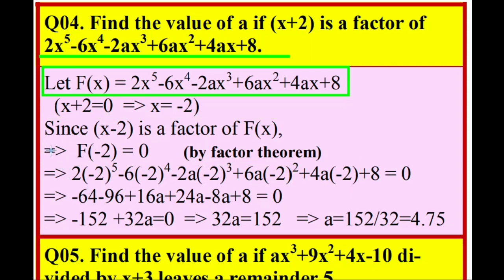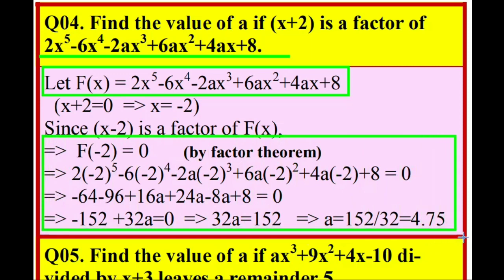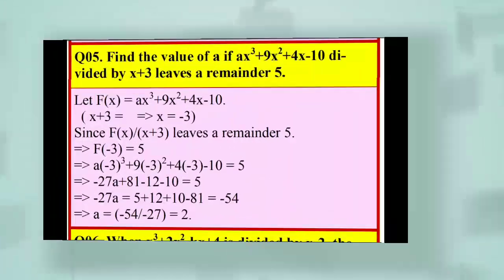So right from here till the last step, the calculation is going on, and we find the value of a, that comes 4.75. So all these processes we are performing without any division. Here is another question.